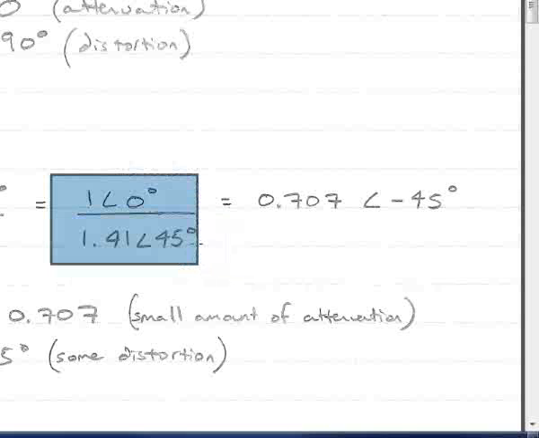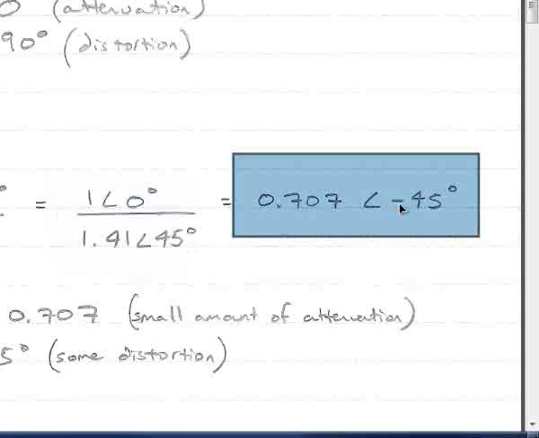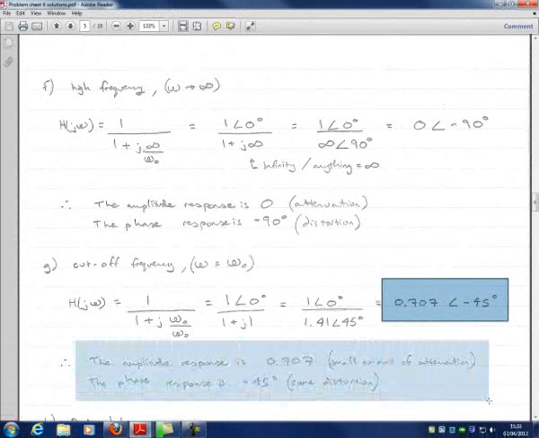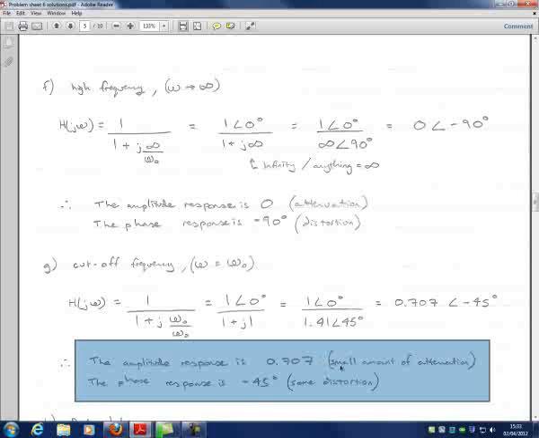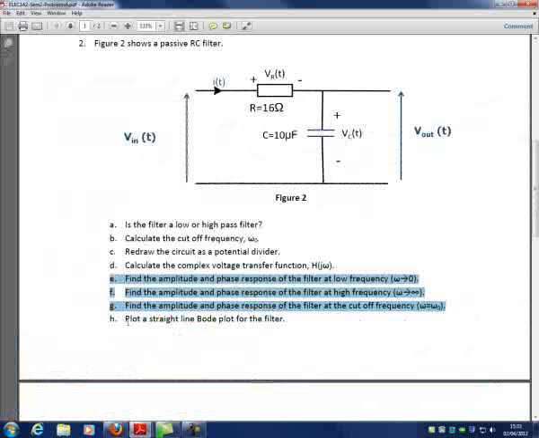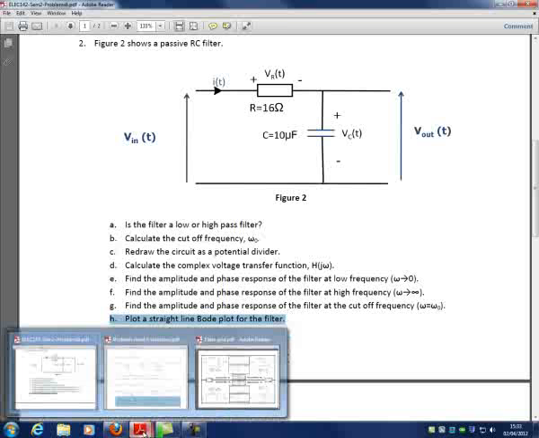So we can just do this polar division. So it's 1 at an angle of 0 degrees over 1.41 at an angle of 45 degrees, which gives us an answer of 0.707 at an angle of minus 45 degrees. So that's the magnitude and the phase response at the cutoff frequency. So let's summarise that. The amplitude response is 0.707, so there's a small amount of attenuation, and the phase response is minus 45 degrees, and this is at the cutoff frequency, so there is some distortion. So now we've done those three steps, part H asks us to plot a straight line Bode plot for the filter. So let's do that now.